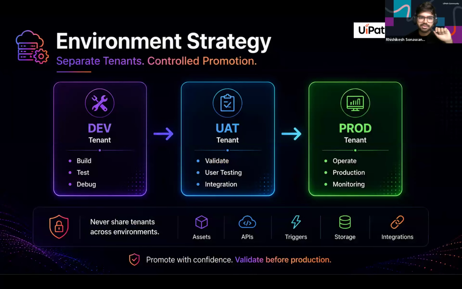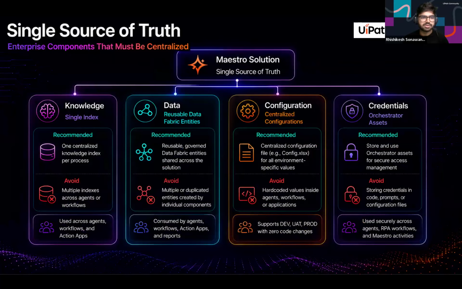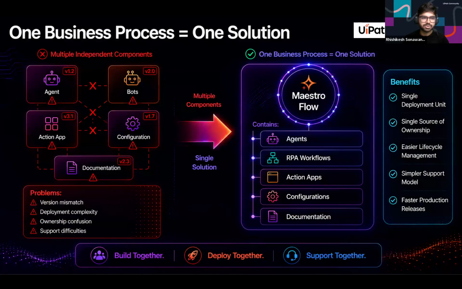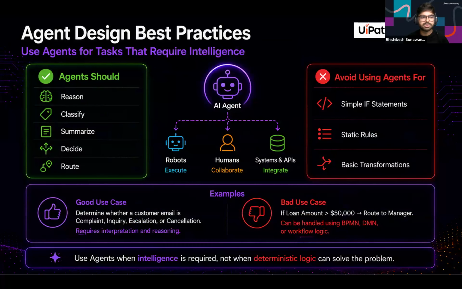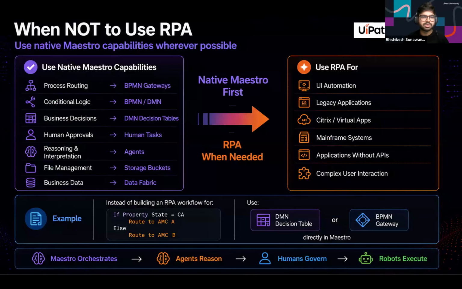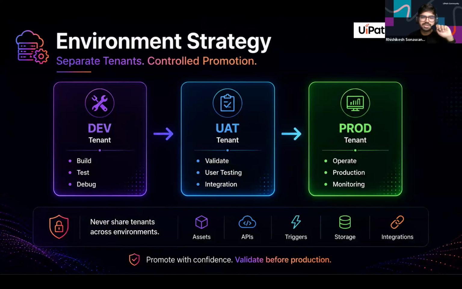Okay. Let's talk about the environment strategy. So till now, we talked about how we are architecting our solution, how it should be in a single flow. We talked about how the data should be accessed, the external data or files, config files, whatever is required for our Maestro to run. Then we talked about how to design an agent, where we use agent capabilities and where not. We talked about the Maestro capabilities which should be used instead of the RPA flows. Now let's talk about some environment strategies, right?